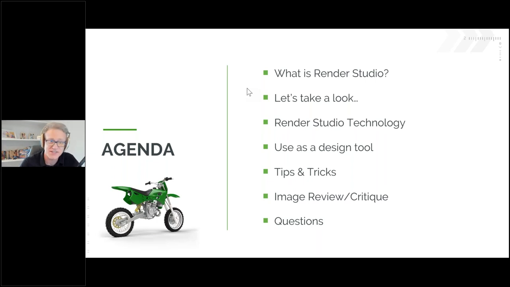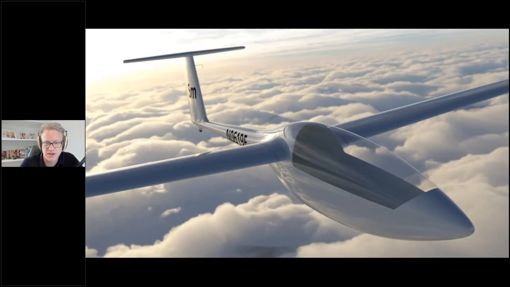So let's get started. And what is Render Studio? Well, I think, as they say, a picture is worth a thousand words here. Render Studio allows you to create images such as this from within the Onshape platform. I think that's pretty exciting as it is. It doesn't need any words, titles, or bullet points to make this. And we're going to be seeing a lot of great imagery like this throughout the rest of the next hour.